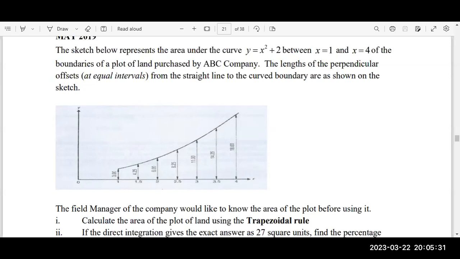Sir always says the number of ordinates is 1 greater than the number of trapezoids. How did that go again? You hold up your hand. I have 5 fingers, and when you count the spaces between the fingers, you have 4: 1, 2, 3, 4. That means those are the trapezoids. All right.